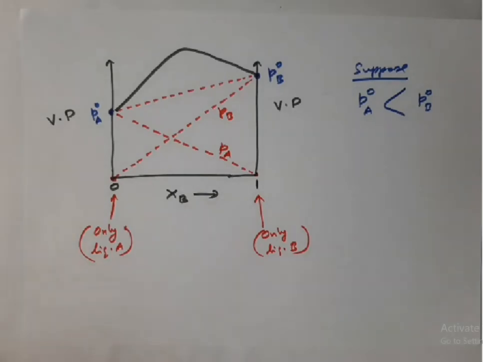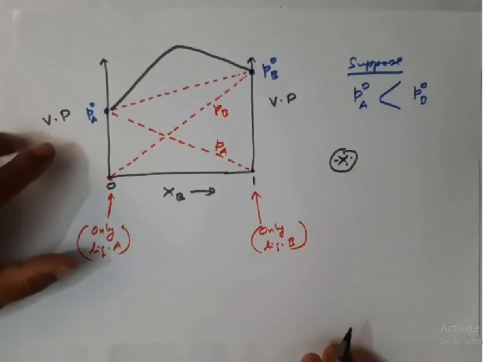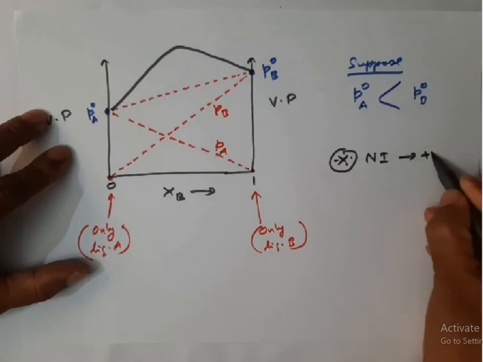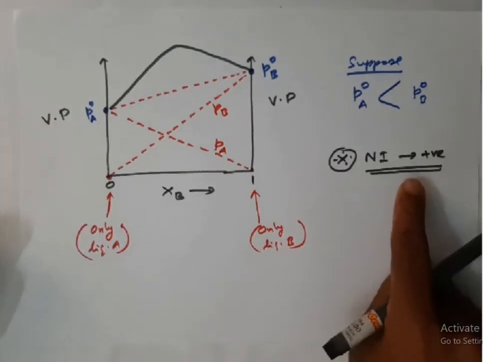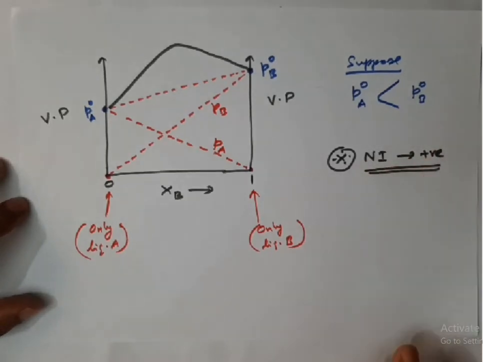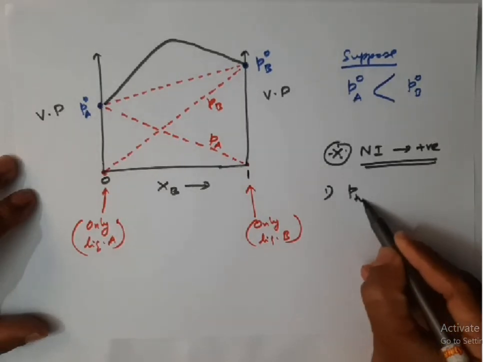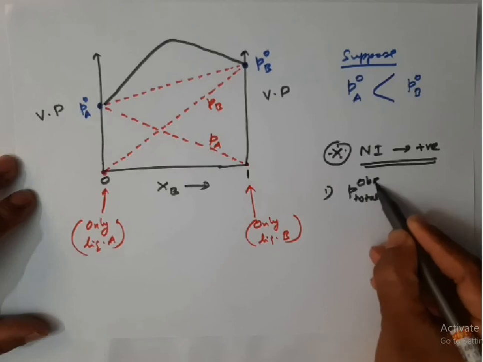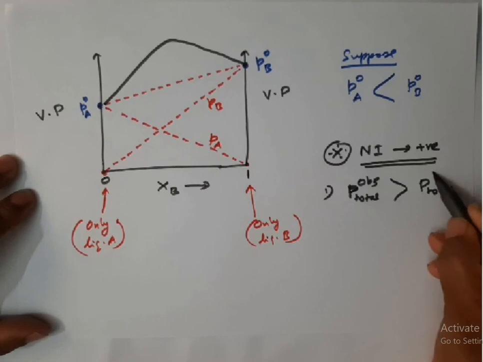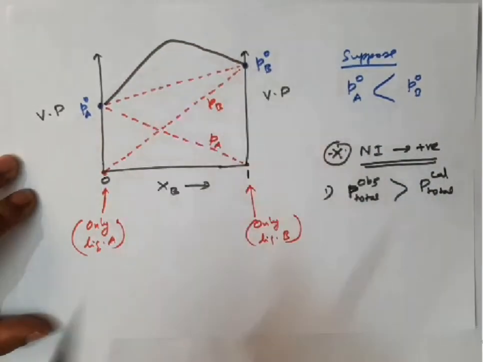But for non-ideal solution, students, remember, this is very important. For non-ideal solution showing positive deviation, I wrote shortly like this. Okay, now Ni means non-ideal solution showing positive deviation. I have told you total observed pressure is greater than the total calculated. Yes, I have shown here. This is calculated and this is the observed pressure.